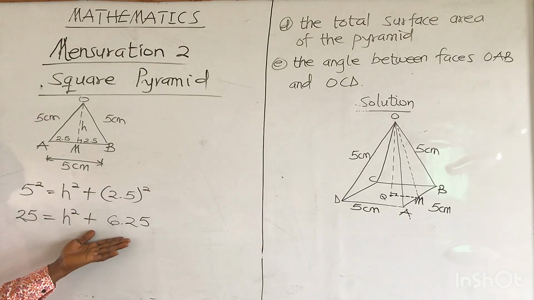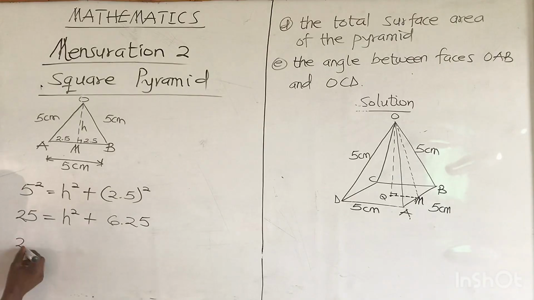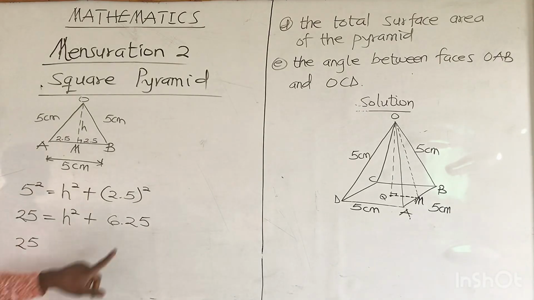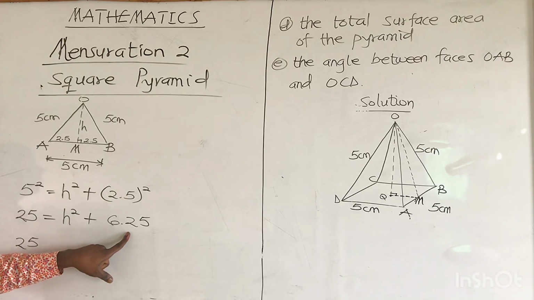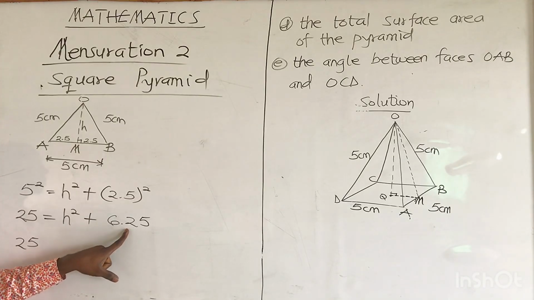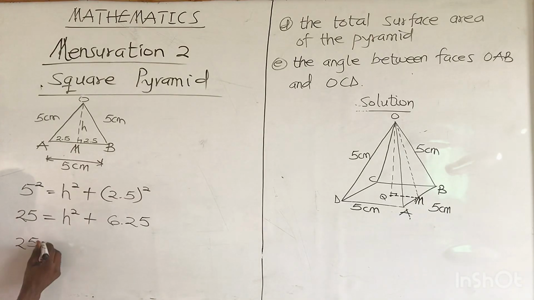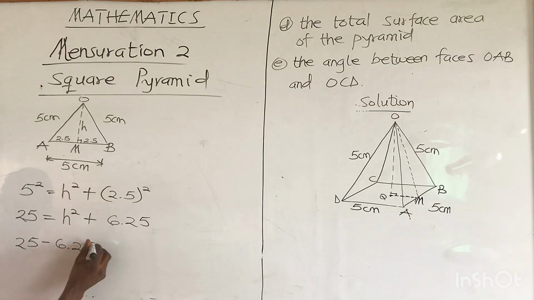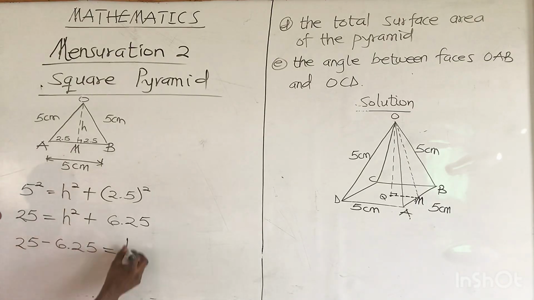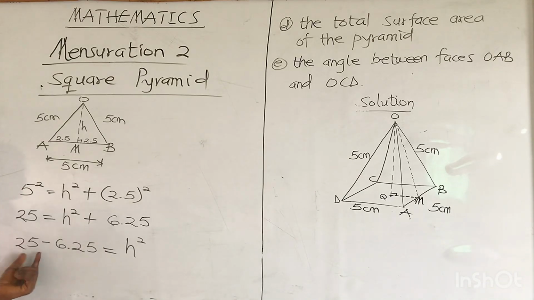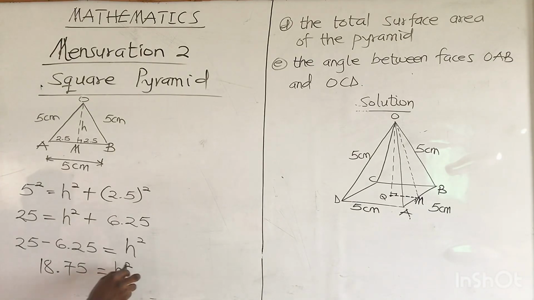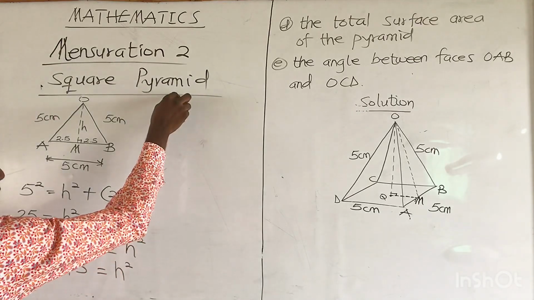Now from here, we need to group like terms. So I have 25 from here, then I'll find the additive inverse of 6.25, which gives me negative 6.25, and that is equal to h squared. Now 25 minus 6.25, I'll be getting 18.75, which is equal to h squared. So let me continue from here.